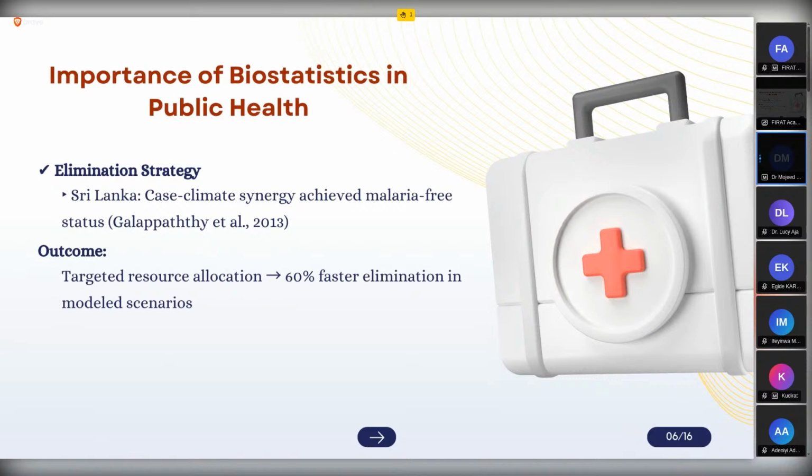Now, elimination strategy in Sri Lanka. Case climate synergy achieved malaria-free status. So the outcome of all these studies is targeted resource allocation. They achieved targeted resource allocation. So biostatistics methods helped decision makers to make targeted resource allocation. So let's go to the next slide, please.